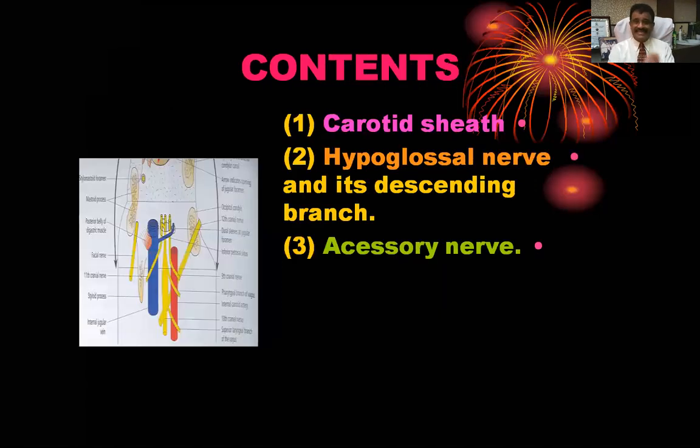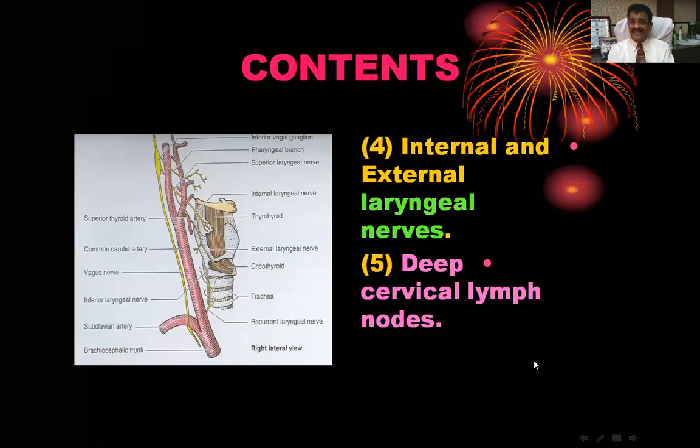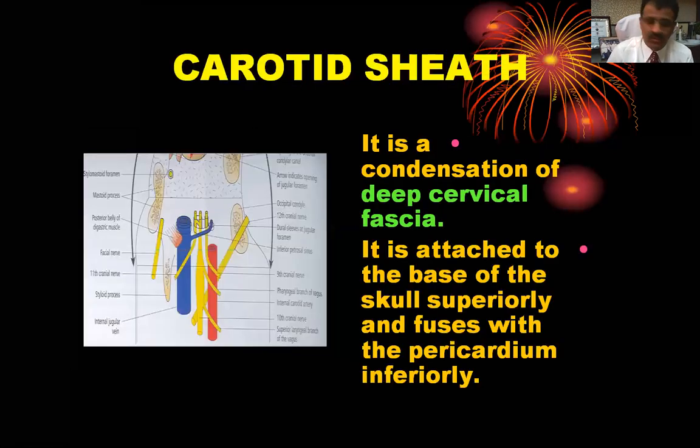Now the main contents of the carotid triangle you can see in this image. First is of course the carotid sheath, which encloses the carotid vessels, and next is the hypoglossal nerve and its descending branch, and the third one is the accessory nerve. So 11th cranial nerve, 12th cranial nerve, and carotid sheath, and other contents are the internal and external laryngeal nerves. So the internal and external laryngeal nerves are branches of the vagus nerve, and deep cervical lymph nodes are present within the carotid triangle. So that becomes the full content of the carotid triangle.